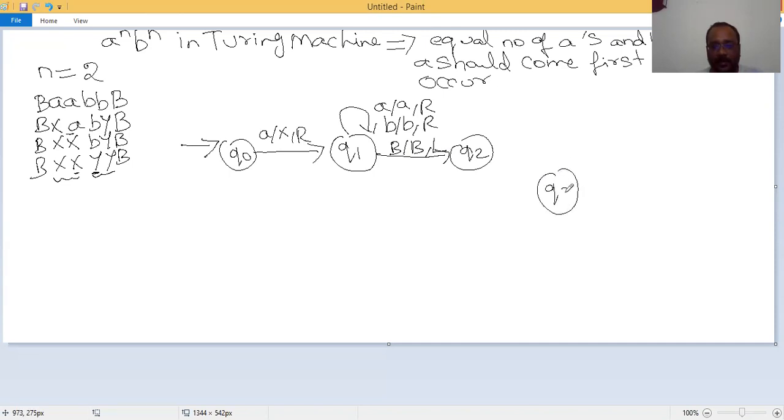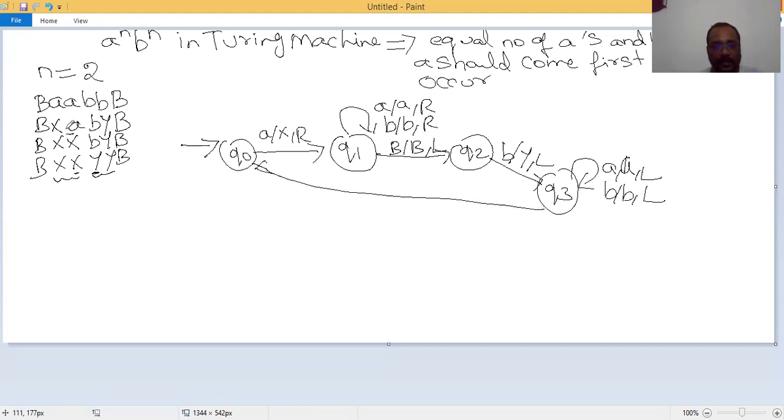Left part means you will have the B. B is replaced with Y and move to the left hand side. Now you will have many elements as A and B. Move as they are and move to the left hand side until you reach the X. After reaching the X, move to the right hand side.